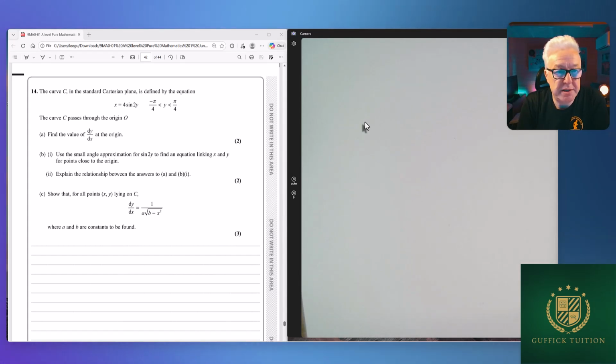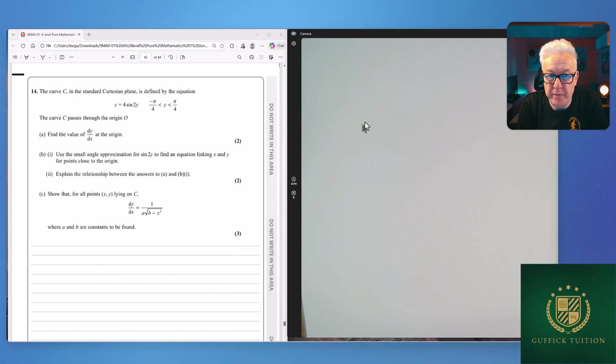Hello everyone, this is question 14 and it says the curve C in the standard Cartesian plane is defined by the equation x is equal to 4 sine 2y, where y is between pi over 4 and minus pi over 4. The curve passes through the origin. Find the value of dy by dx at the origin.